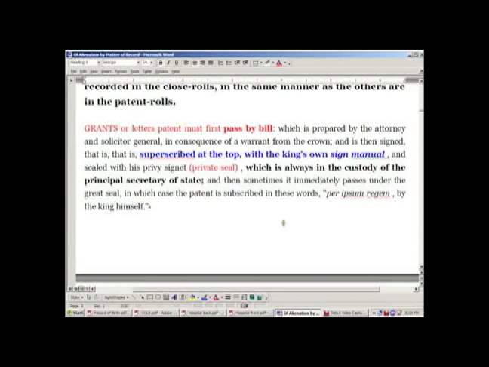Grants or letters patent must first pass by a bill, which is prepared by the attorney or solicitor general in consequence of a warrant from the crown, and is then signed, that is, superscribed at the top in the king's own sign manual, and sealed with his privy seal, which is always in the custody of the principal secretary of state. And then sometimes it immediately passes under the great seal, in which case the patent is subscribed in the words by the king himself. So an open letter patent, this could be what they're doing with real estate, right? I've never seen what a letter patent looks like, but is it superscribed by somebody at the top, the sovereign, and it works its way down? And now you're the grantee because the sovereign gave it to you on the real estate side.